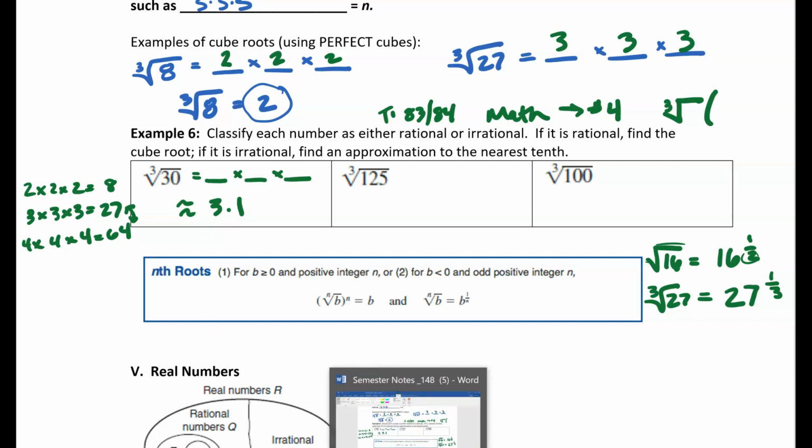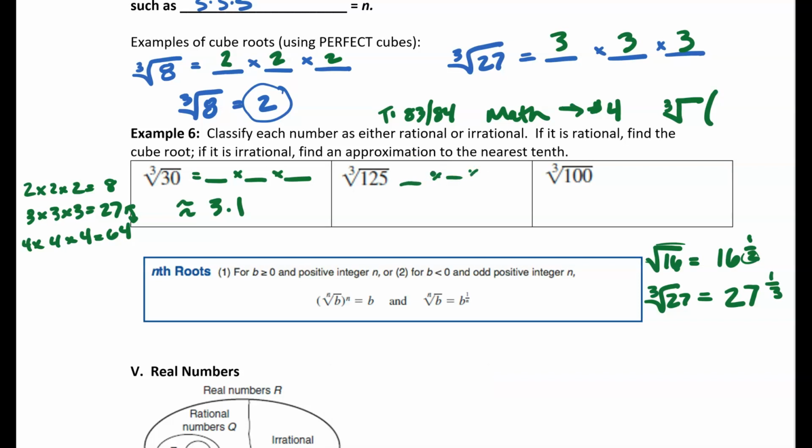Okay, let's try this one. What times what times what gives us 125? I know 4 times 4 times 4 is 64. Let's try the next number, 5 times 5 times 5. If you multiply those together, you end up getting 125. So your answer here is just going to be 5.